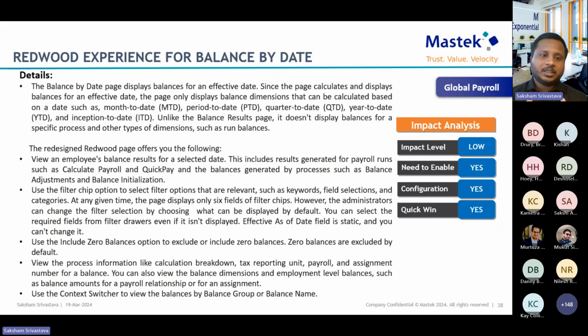If you want, you can use the new page, which gives you the option, for example, to include zero balances or exclude zero balances, and view process information like calculation breakdowns, tax reporting units, payroll, and so forth, and even the balance dimensions and employment level balances, all of that on a new revamped user interface, which is the Redwood user interface rather than the older interfaces.